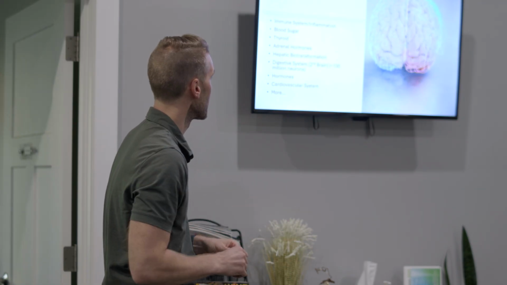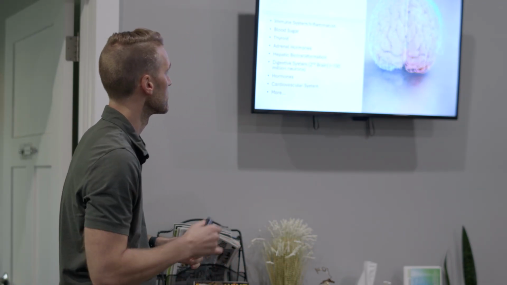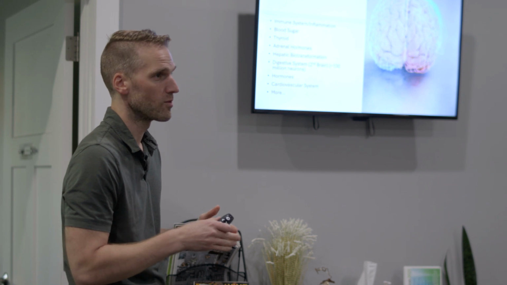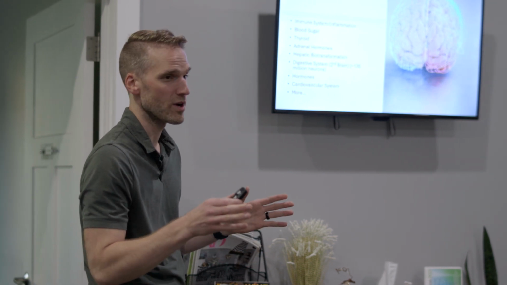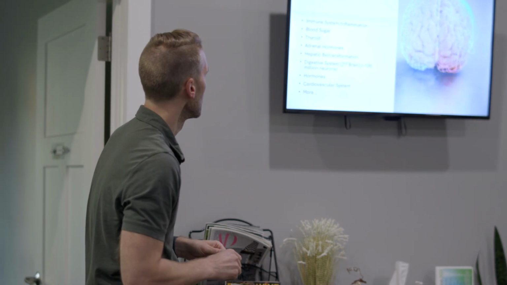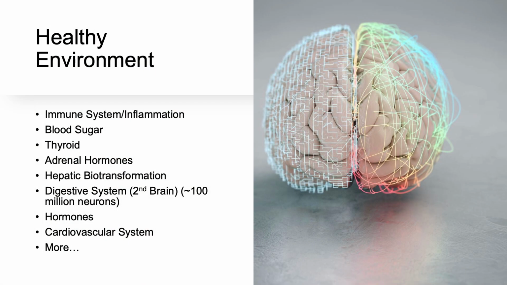Really every cell of our body, again, reacts somewhat to thyroid. And so if there's imbalances in the thyroid, it will start to affect, like I said, widespread throughout the body, but the brain can definitely be a consequence of that. Same with adrenal hormones. Like I mentioned already, hepatic biotransformation is important in being able to get rid of toxins.